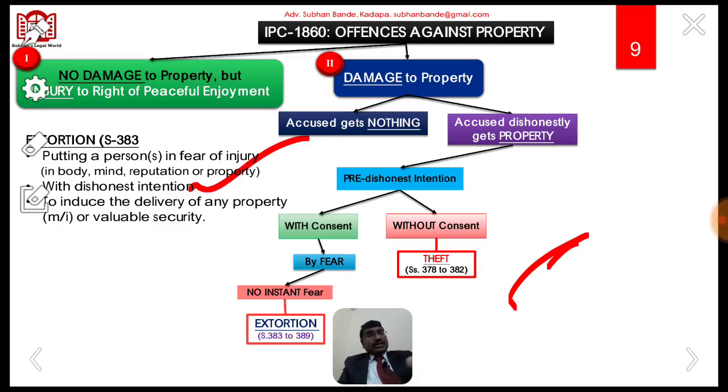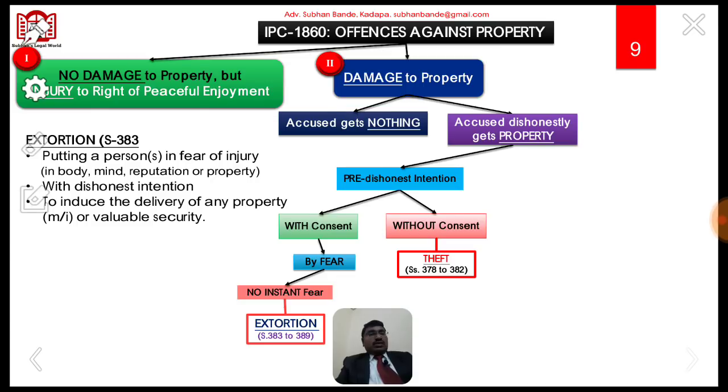He has dishonest intention to obtain the promissory note. Thereupon, Mr. K delivered the promissory note in favor of Mr. A. Here, all these ingredients are fulfilled. It is extortion under IPC 1860.